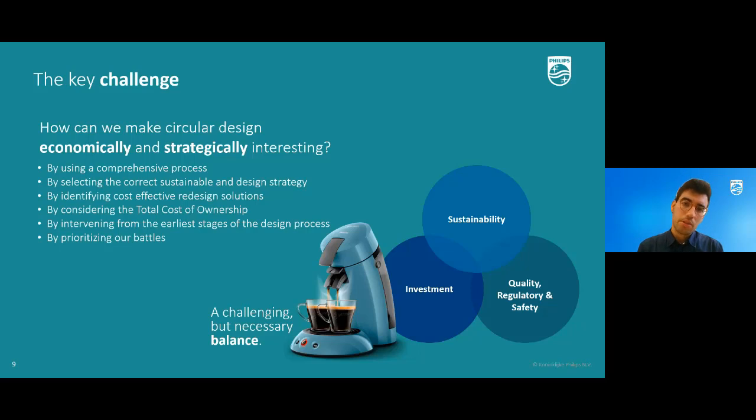Our approach to address this challenge is by using a very comprehensive process that looks at the big picture by selecting the most suitable sustainable design strategy for the product and the context that we are looking at, by identifying cost-effective redesign solutions that really try to minimize that possible cost uplift in the product, and by considering the total cost of ownership. So really trying to move the business from just being focused on the specific cost of producing the product to considering the overall ownership cost. And finally, by intervening from the earlier stages of the design process, and of course, by prioritizing our battles.